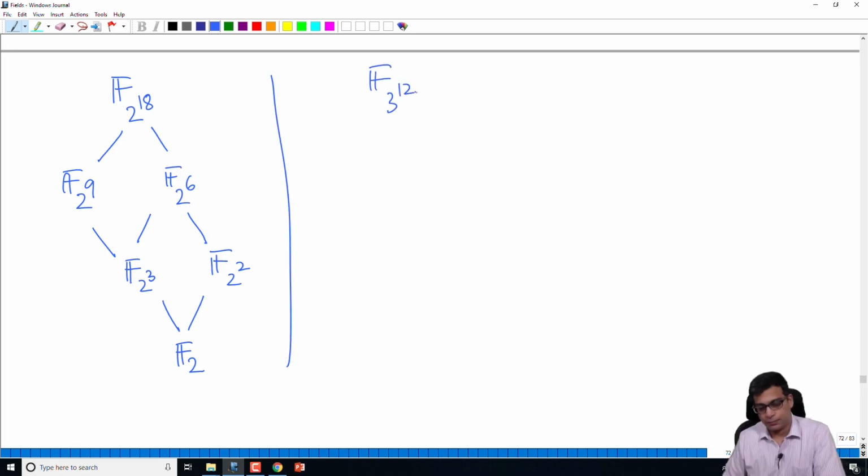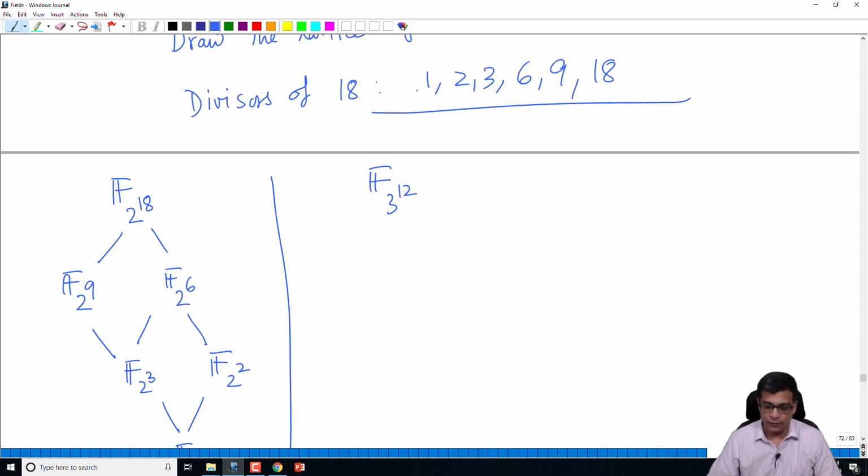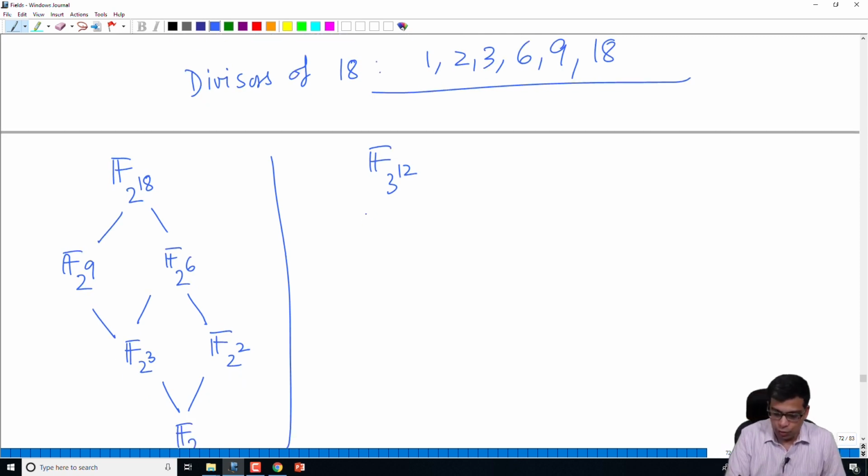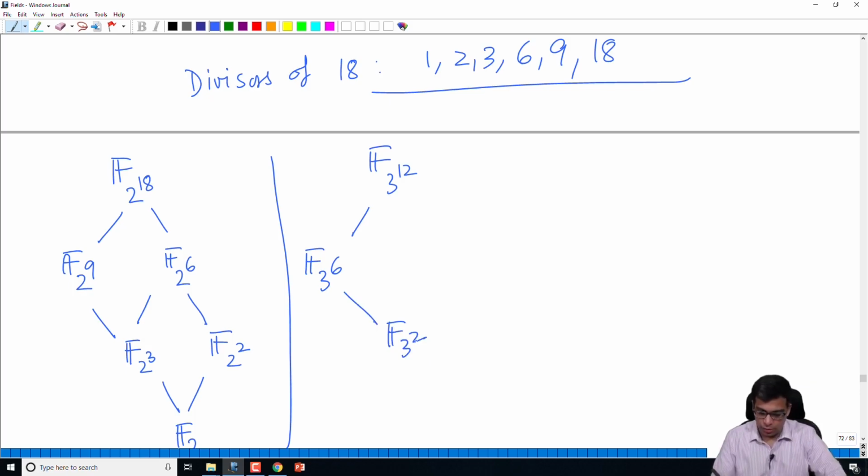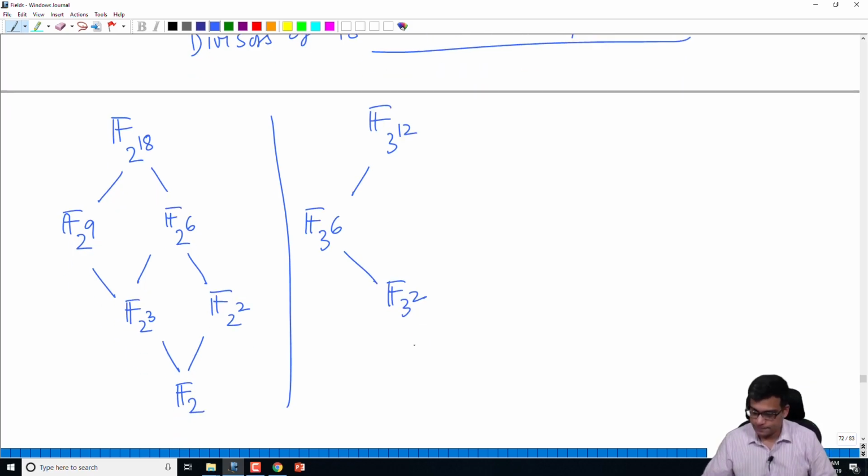Okay. What about some other examples? 3 power 12. So what are the divisors of 12? Divisors of 12 are 1, 2, 3, 4, 6 and 12. So you have F 3 power 6 here. Also 3 squared will be contained here. Also, so let me write like this.